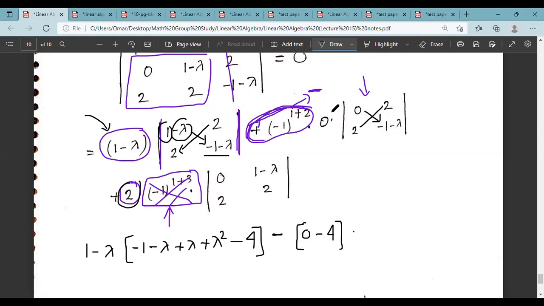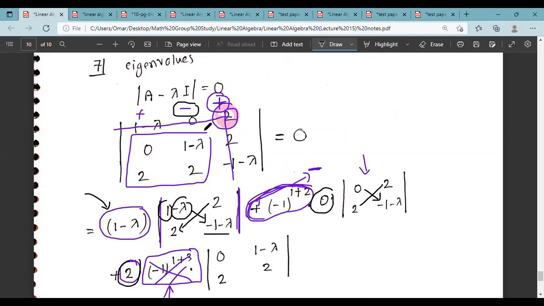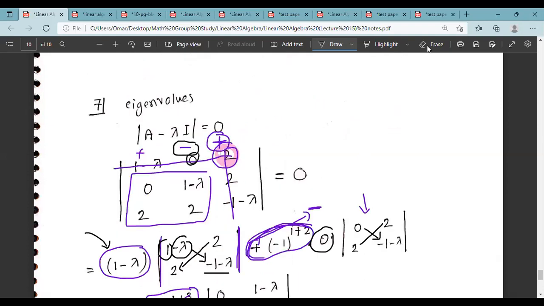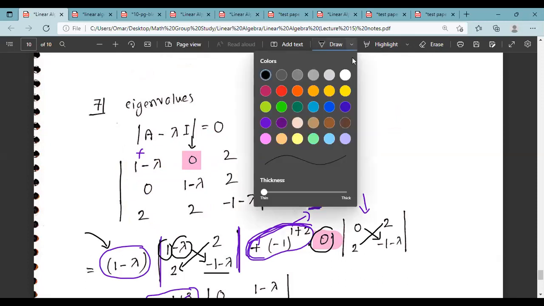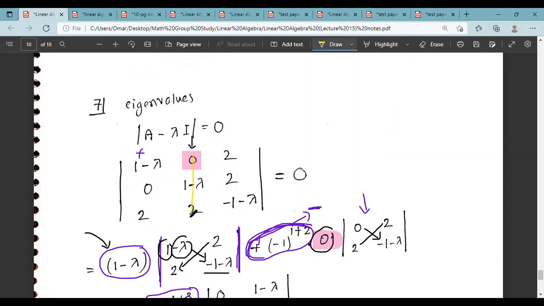Okay, so as you see here, we had 0 here, right? Because we were expanding the second. If you have a close look here, this 0, we took it here, right? Because we were taking this entry and trying to expand this way. So we cancel out this row and this column. So we end up with 0, 2, and 2, minus 1 minus lambda. So this part is here, right? 0, 2, and 2, minus 1 minus lambda.